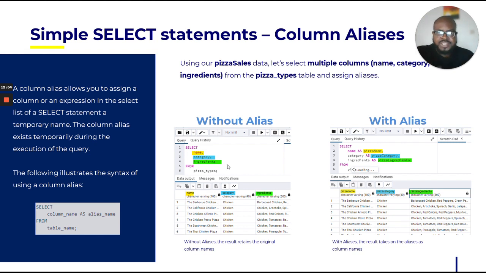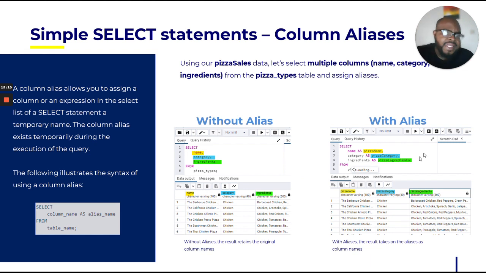So let's try. You can see two examples here. Select name, category, ingredients from pizza types. And you can see the result: name, category, ingredients here. Same results, only the titles are as we have them on the original table: name, category, and ingredients.